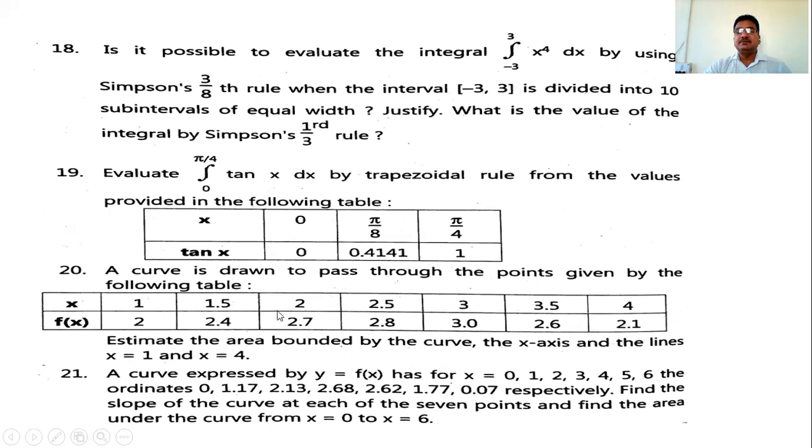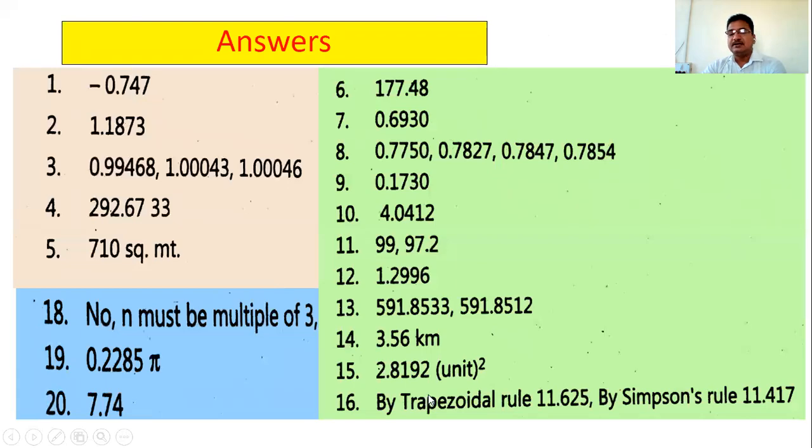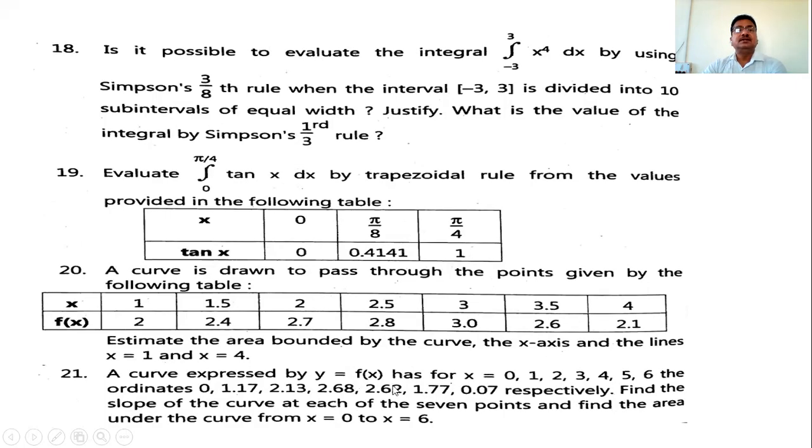In this problem, again the table is given. So estimate the area bounded by the curve. Write the area bounded by the curve is equal to the integration from 1 to 4 of f(x) dx, equal to, and write one of the rules. Then the next problem is on the same rules, and these are the answers of all these problems.